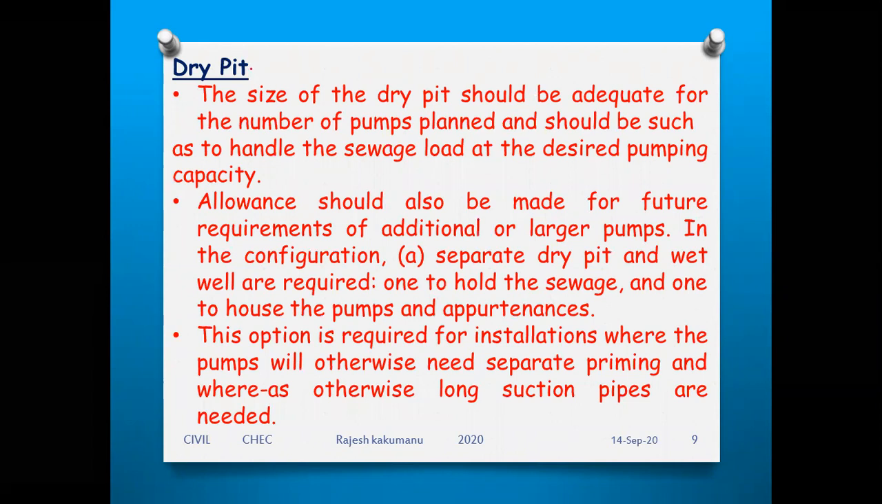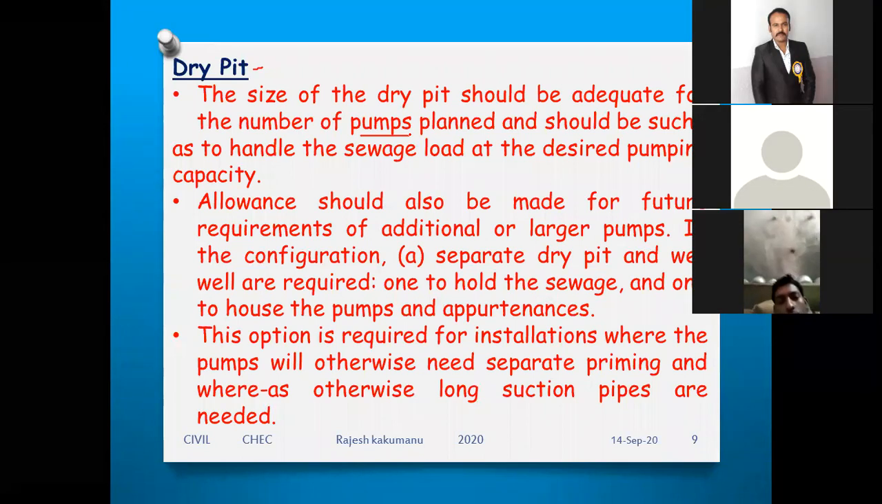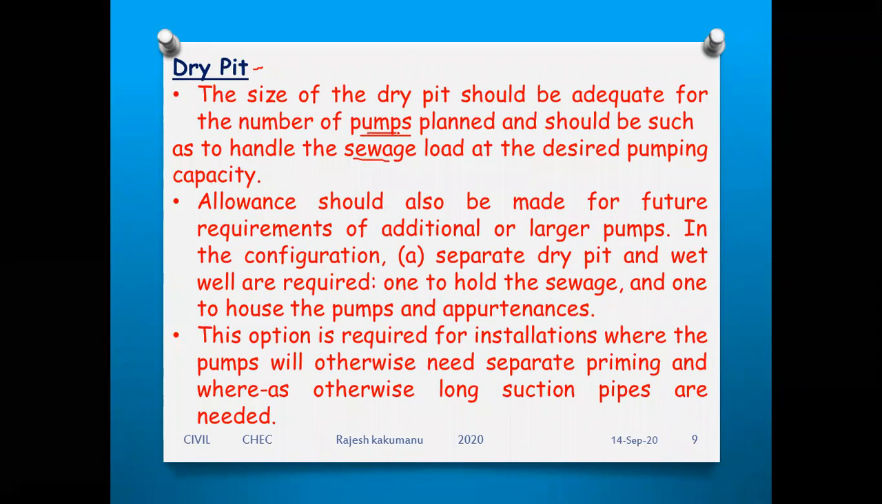So the dry pit means it is a dry area, which is adequate for the number of pumps. For the accommodation of the pumps, it should be adequately planned so as to handle the sewage load at the desired pump capacity. So it depends upon the capacity of the sewage and the number of pumps you have. The dry pit should be constructed accordingly. Allowances should also be made for future requirements for additional or larger pumps.